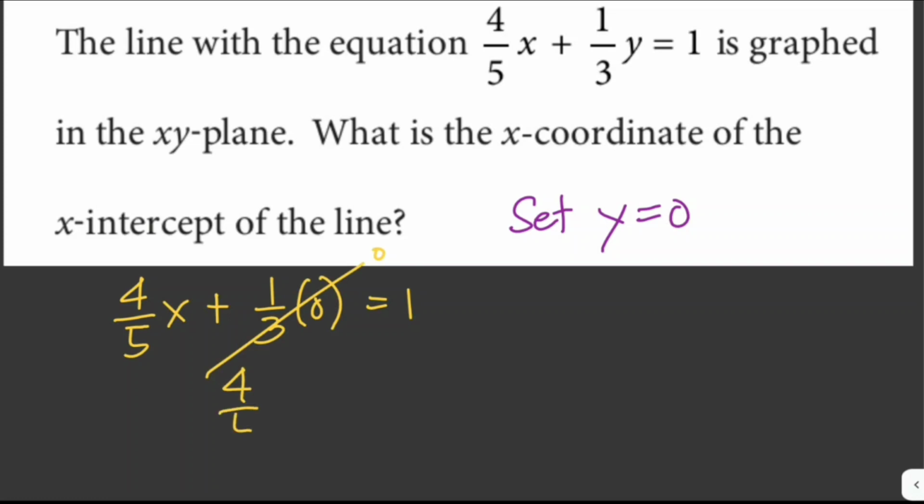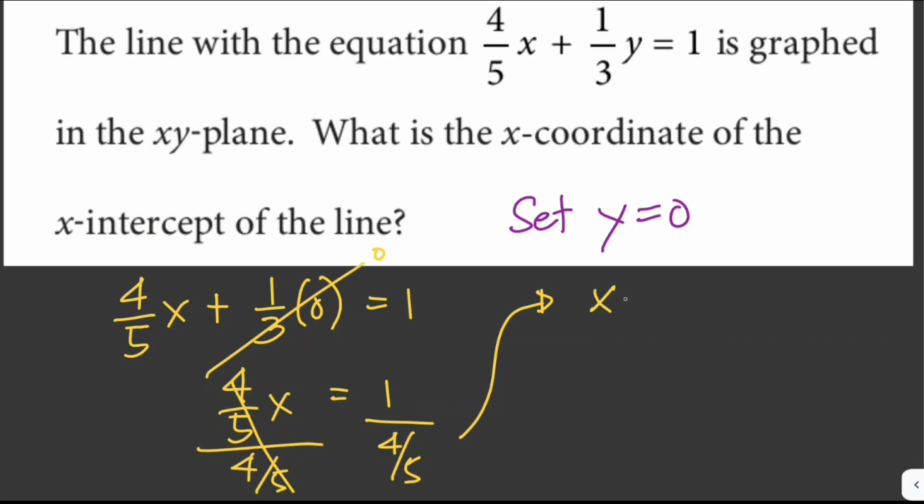So we have 4/5 x equals 1, dividing both sides by 4/5. So the value of x is just equal to 5/4, or 1.25.